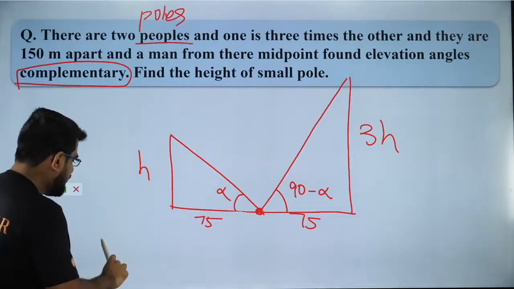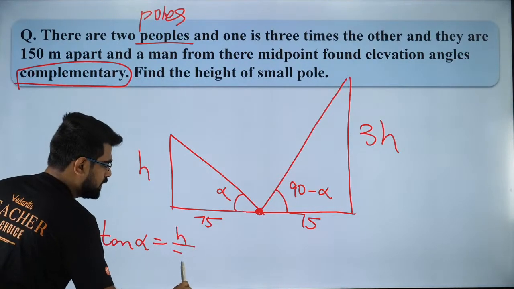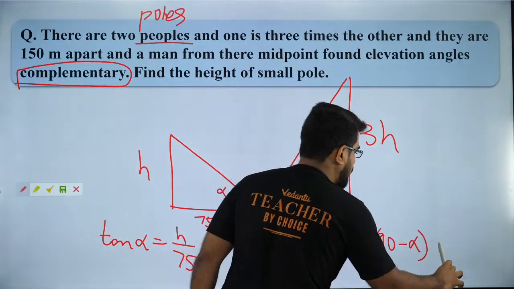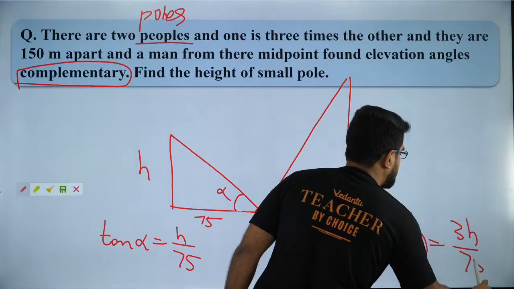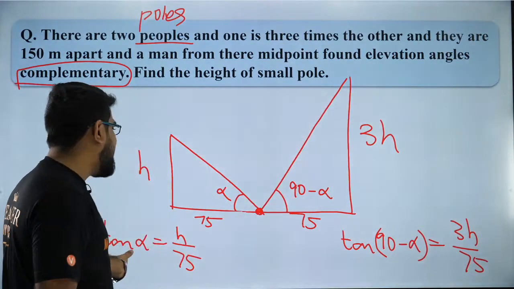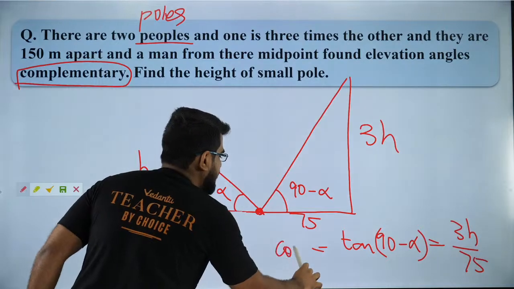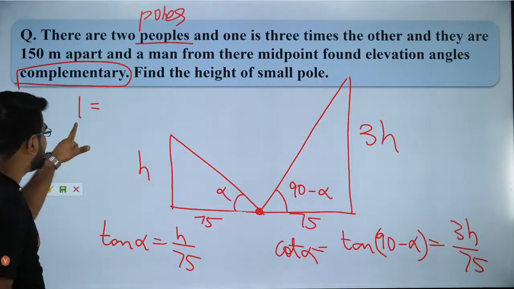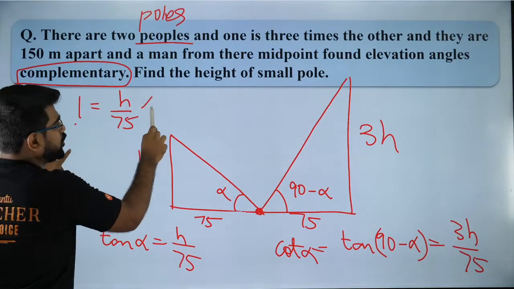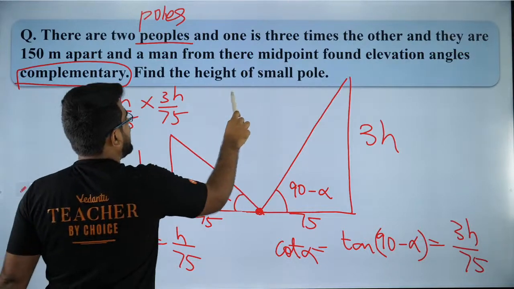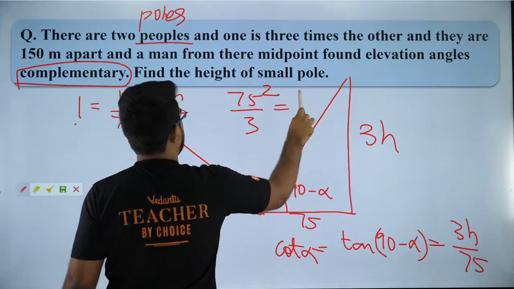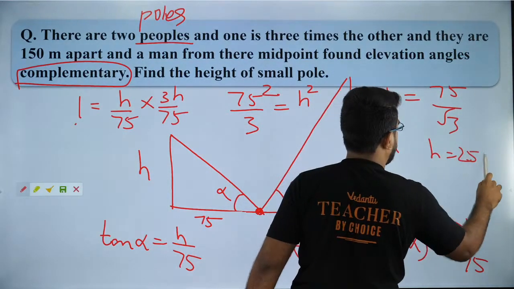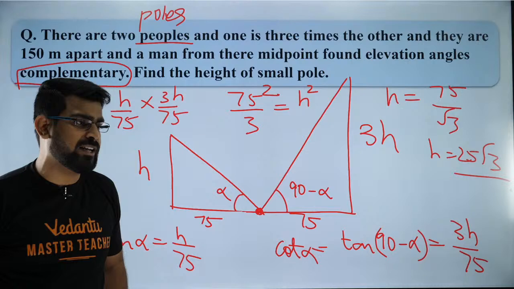So what will be tan alpha? Tan alpha is equal to h by 75. And what is tan of 90 minus alpha? Tan of 90 minus alpha, my dear, is equal to 3h by 75. Now, can I say this is cot alpha? So this is tan alpha, this is cot alpha. If I multiply tan alpha and cot alpha, I will get 1, which is h by 75 into 3h by 75. So I will get 75 square by 3 is equal to h square. So what is h? h is equal to 75 by root 3. So h is equal to 25 root 3, my dear. That is the answer. I hope you guys got it.